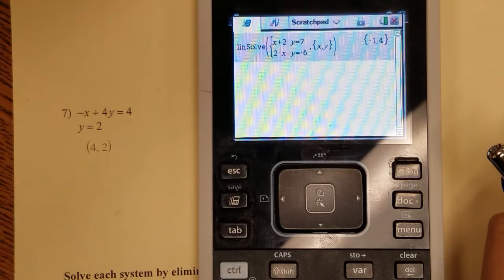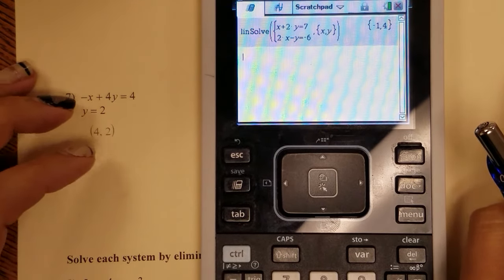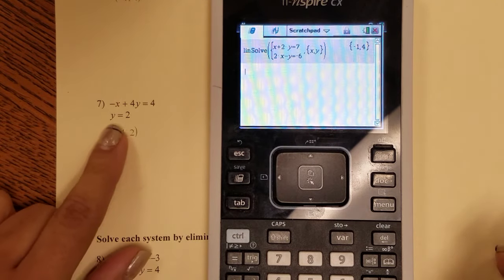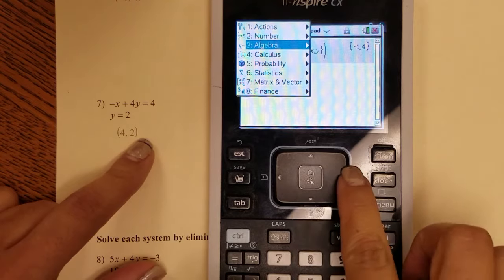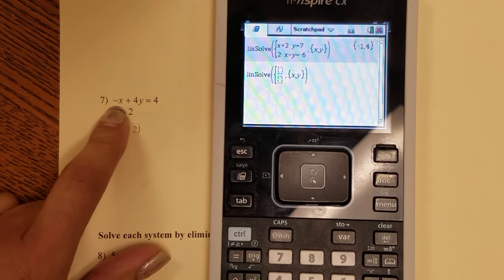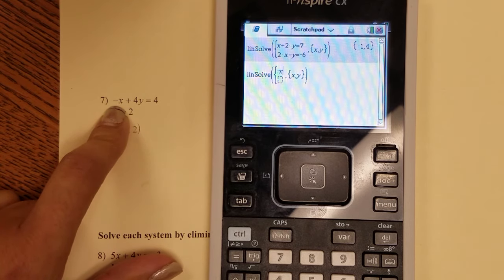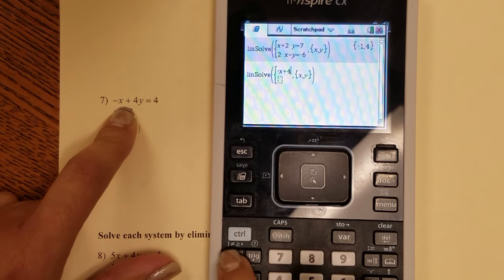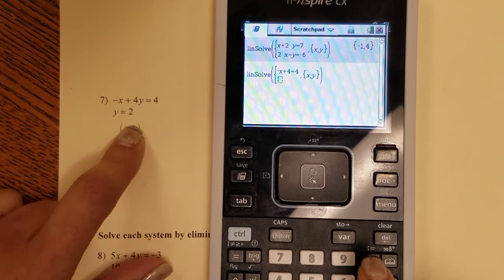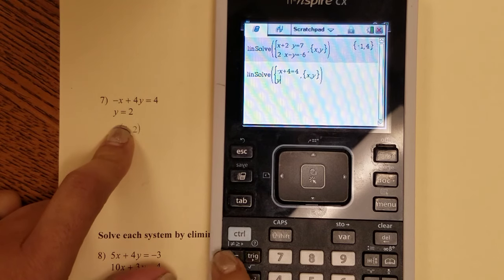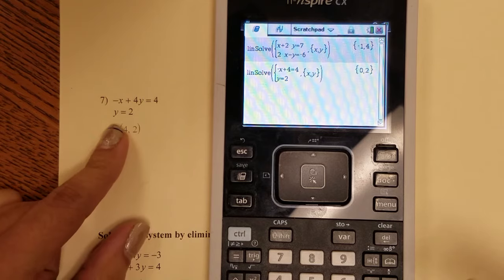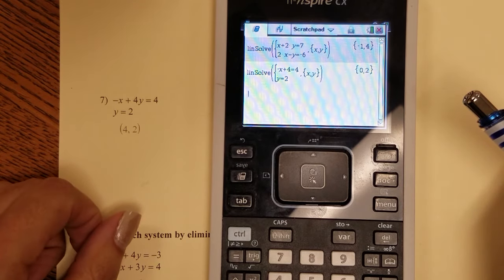It doesn't matter the order. You don't have to change the order of the equation. You can type it in exactly as it is. Let's do this next one. You go menu, algebra, solve systems of equations. There are 2 of them, enter. My first equation is -x plus 4 is equal to 4. Tab down, and then y equals 2. You don't have to change anything. Enter. There you go. x is 0, y is 2.